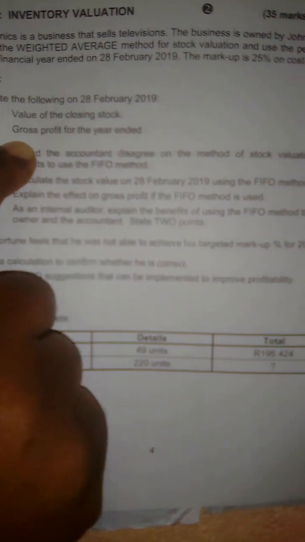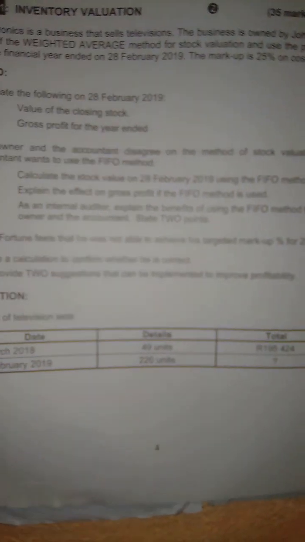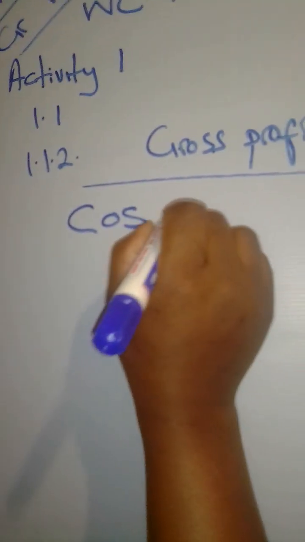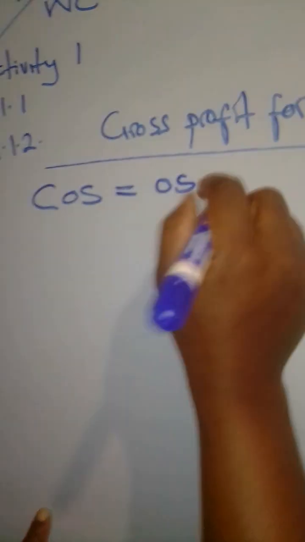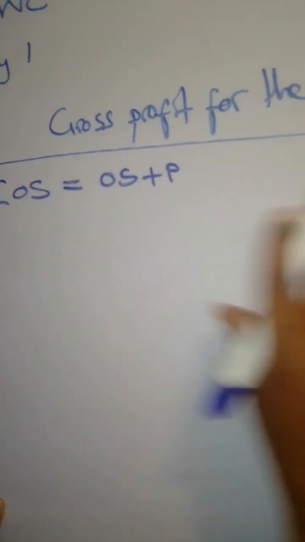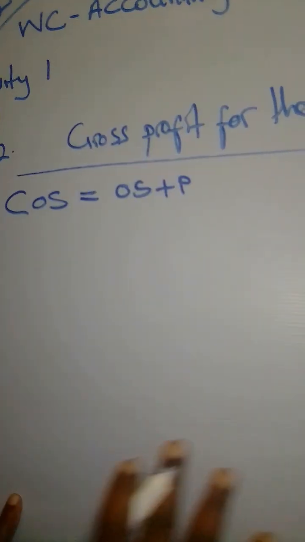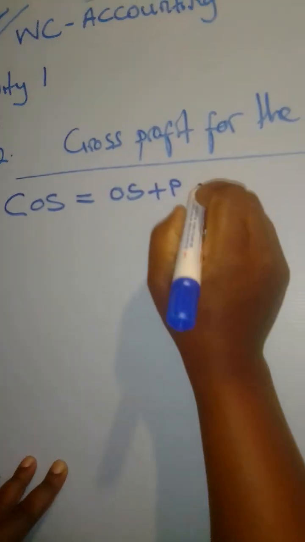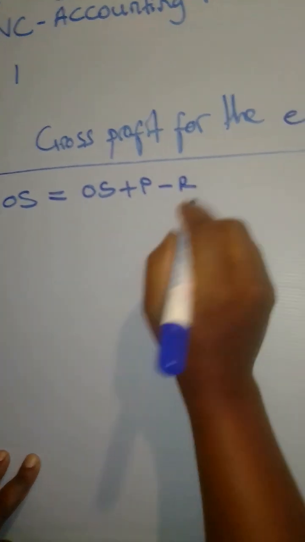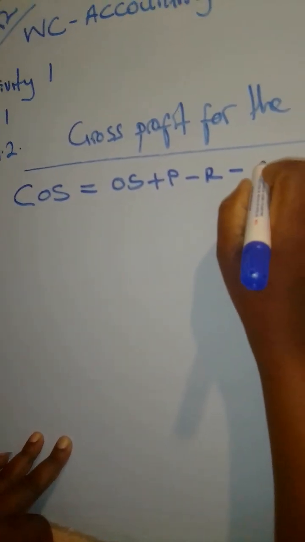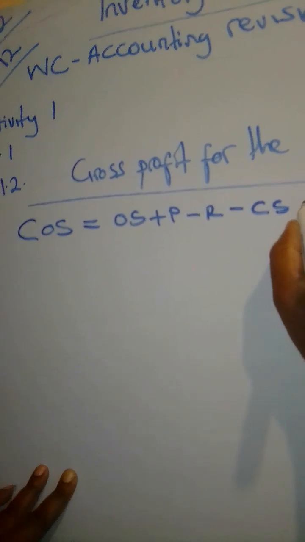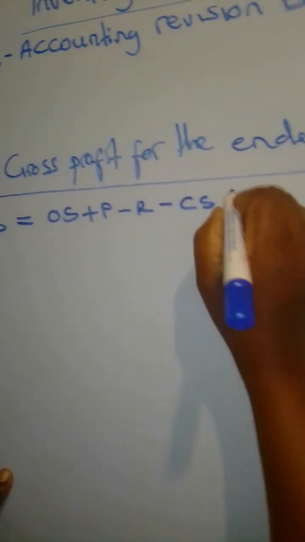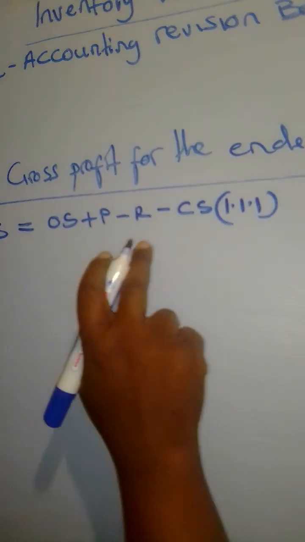How do we calculate that? I'm going to give you a formula, and then after that we'll substitute. To calculate cost of sales, we say cost of sales is equal to opening stock plus purchases according to the information that we are given. If there were carriages, we're going to include them. If there were import duties, we're also supposed to include them. We've got opening stock, we've got purchases, and then we have got returns, which we are going to subtract, and then we are also going to subtract the closing stock that we calculated on 1.1.1.